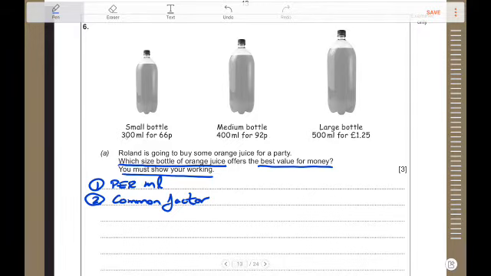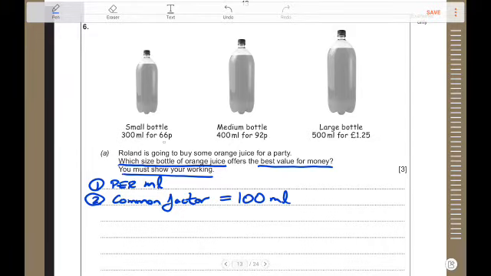Common factor method, I call it. Is there a common factor of 300, 400 and 500? Yes, there is: 100 millilitres. I should say millilitres, so it's not confused with millimetres. So we could work it out per 100 millilitres rather than per millilitre, and you do whichever is easier. Actually, it's going to be much easier to work it out per 100 millilitres than per millilitre.